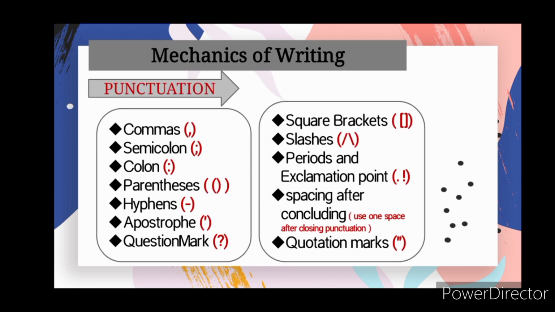The next we have is the punctuation. Punctuation is the marks in a piece of writing that make its meaning clear and that separate it into sentences, clauses, and etc. So the punctuations are commas, semicolon, colon, parenthesis, hyphens, apostrophe, question mark, square brackets, slashes, periods, exclamation point, spacing after concluding, and last is the quotation mark.